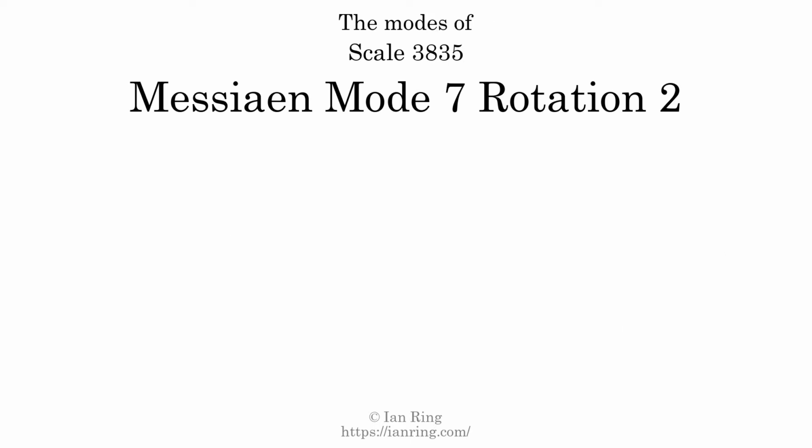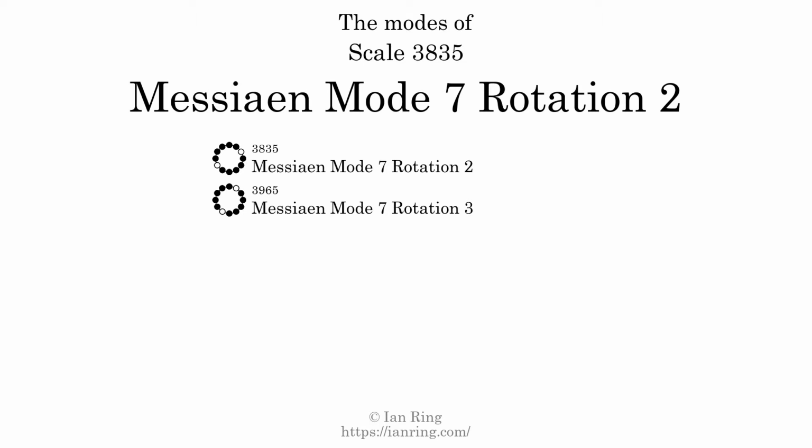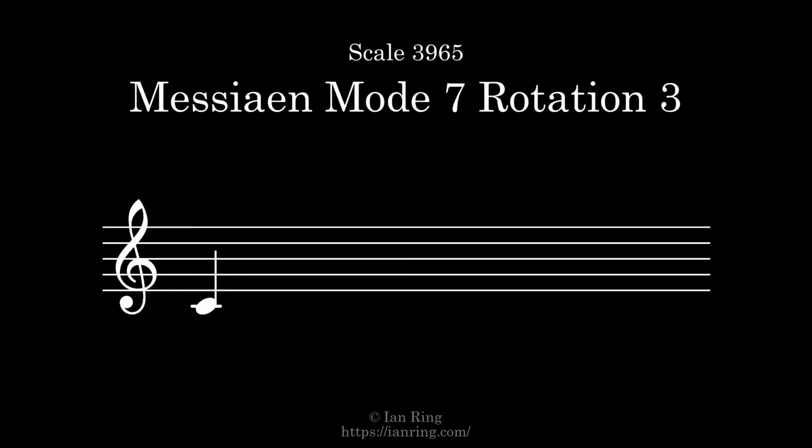This scale has 5 modes. The first mode is itself. The second mode is scale 3965, also known as Messiaen Mode 7 Rotation 3. It sounds like this.